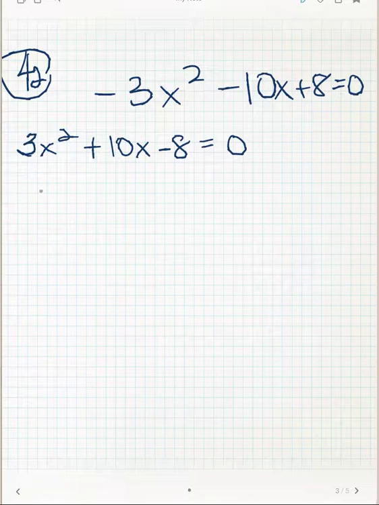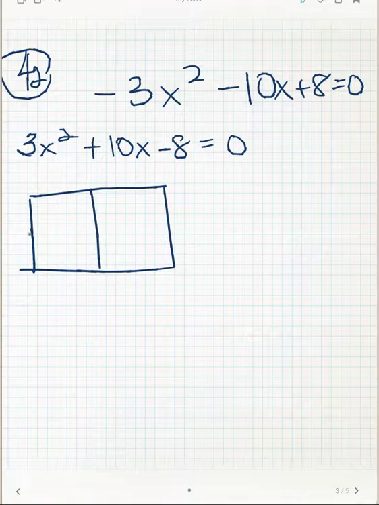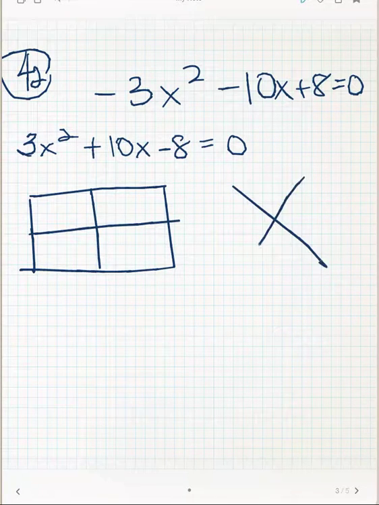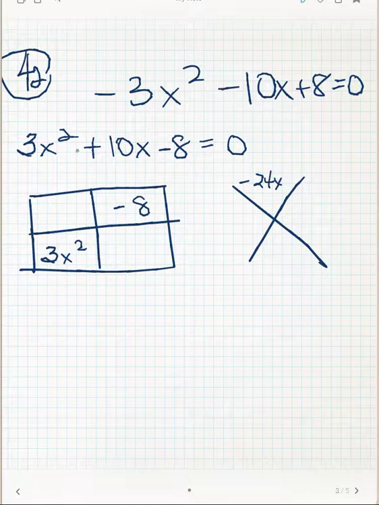If you're doing it by guess and check, which I think I showed you the box and the diamond last week. I think you asked for that. So I'll do the box and the diamond. You put the first term in one of the boxes. You put the last term, the constant, on the other on the diagonal. You multiply those two. 3x squared times negative 8 is a negative 24x. You put the middle term into the bottom, that's 10x. So we're looking for terms that multiply to give us negative 24 and add to give us 10x.